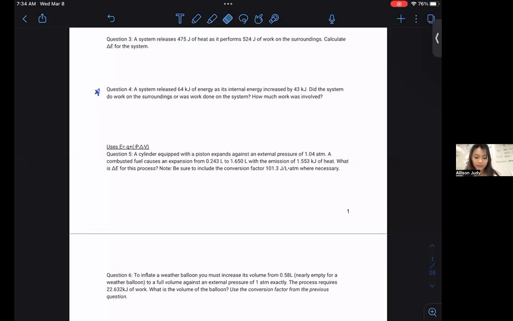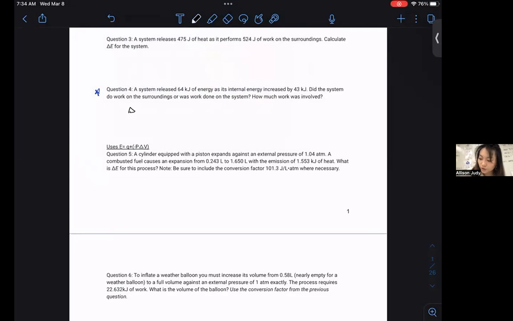Now remember, internal energy is the total energy in a system that is the sum of the work and the heat from the system's perspective. We can also put it in terms of ideal gas law through a rearrangement, but right now we have in this problem that a system released 64 kilojoules of energy as its internal energy increased by 43 kilojoules. Did the system do work on the surroundings or was work done on the system?